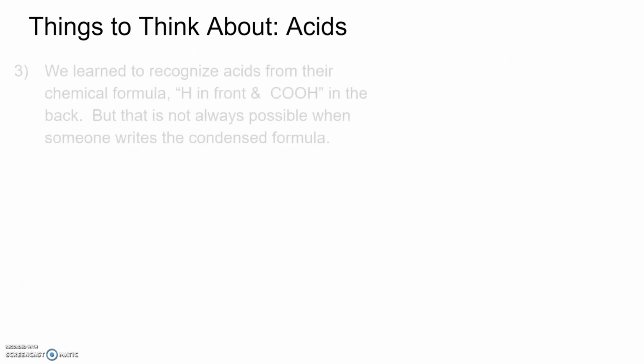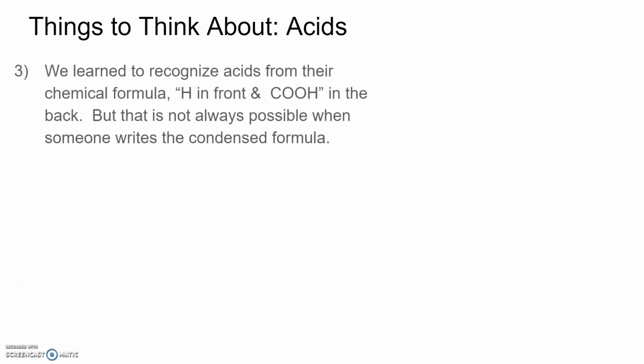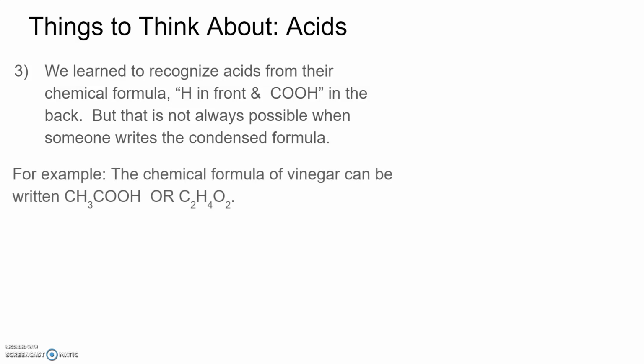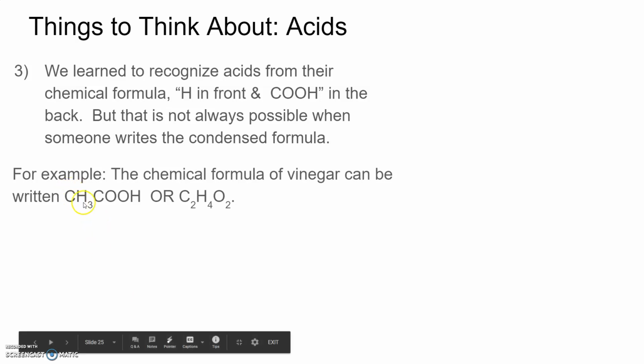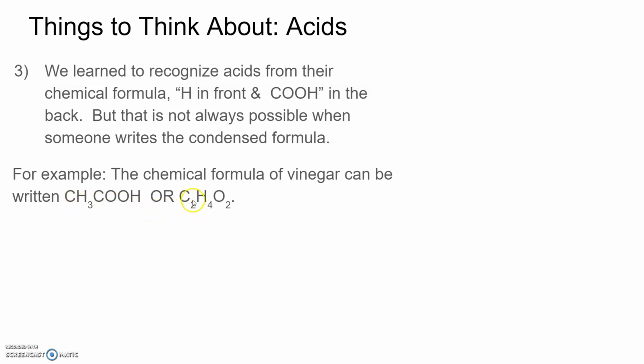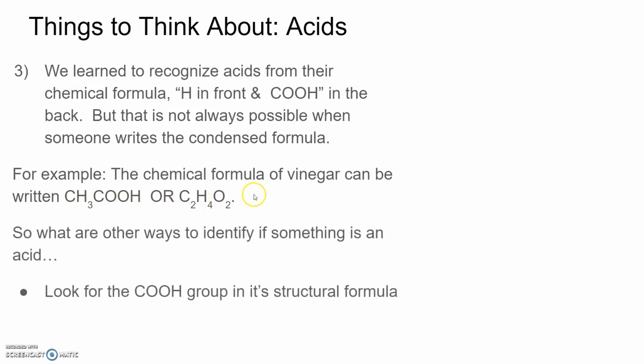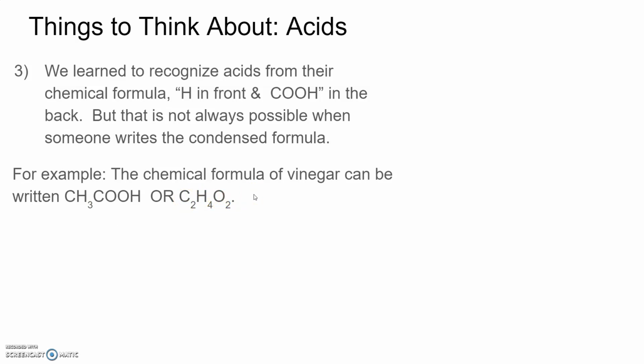All right, the last thing we're going to talk about are acids. So we've learned to recognize an acid from their chemical formula with an H in the front and a COOH group in the back. But that's not always possible when someone writes a condensed form of the chemical formula. For example, for vinegar, you can write it as CH3COOH. Or what you can do is you can put all the carbon, hydrogens, and oxygens together, and then it will be C2H4O2. So that doesn't show you a COOH group. So in that case, then how do you recognize it?